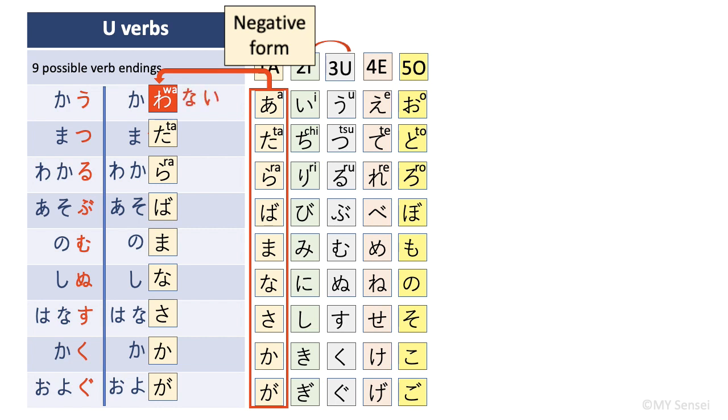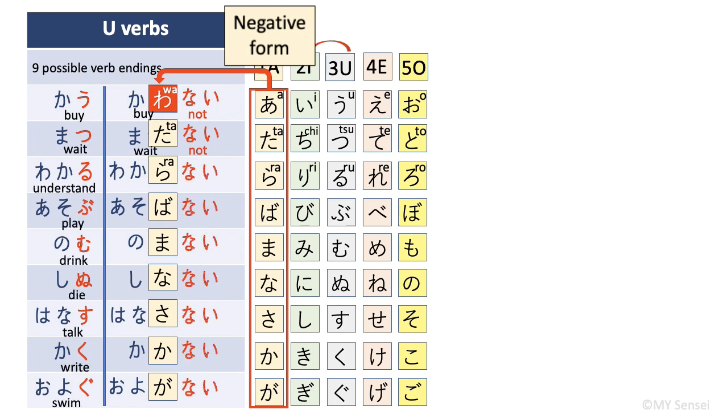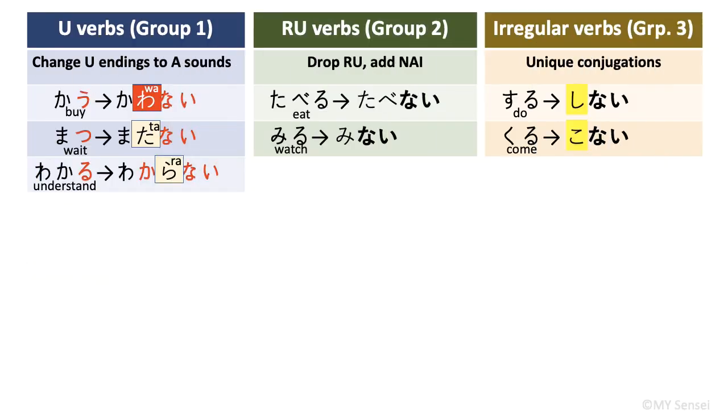That is, we have changed kau to its negative form, kawanai, not buy or will not buy, in present tense. Now apply the same rule to matsu. Its negative form is matanai. That is, we have changed to wait to not to wait. You can pause the video and practice these negative forms. In any case, here are the answers. Here's the negative conjugation table for all 3 verb types.